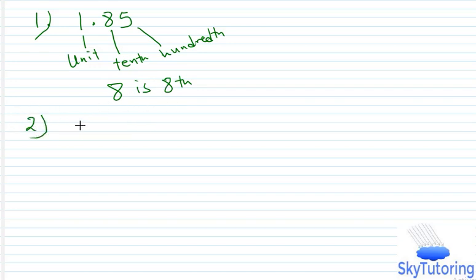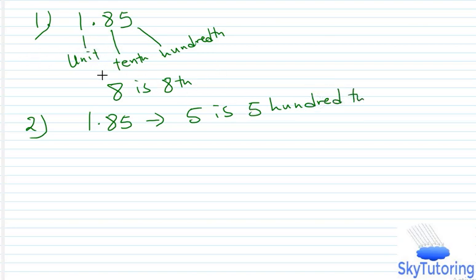Let's see another example. If we have the same 1.85, what will be the place value of 5? The place value of 5 is 5 hundredths. What will be the place value of 1? The place value of 1 is units. Is that clear? Now let's see another example.